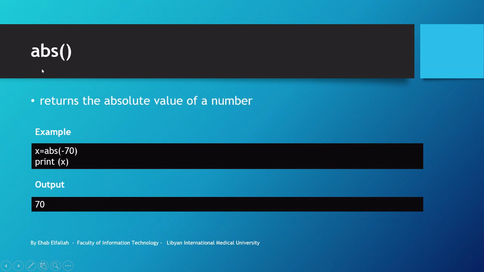abs returns the absolute value of a number. So here, if we have a negative number or positive number, it always will return the number without the negative sign. So here it will give us the absolute value of a specified number.